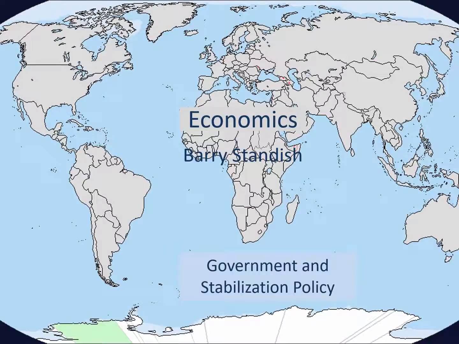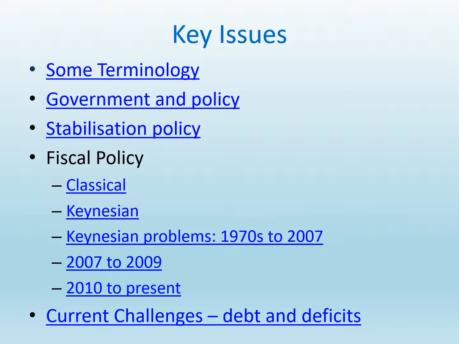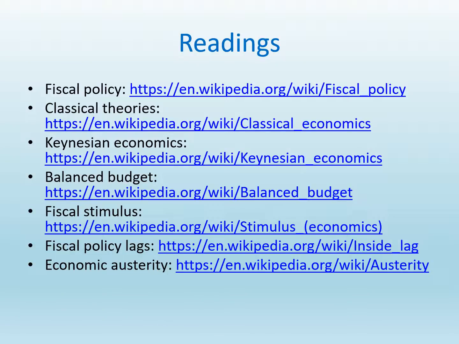Good morning and welcome to the sixth and final topic in this economics course. This morning we're going to look at the role of government. We're going to introduce government into the circular flow, and we're going to look at the role of government within the context of stabilization policy. As usual, we have a listing of the key issues in the hyperlinks, and we also have a listing of the readings, which excludes the readings from Parkin, so these are additional readings.